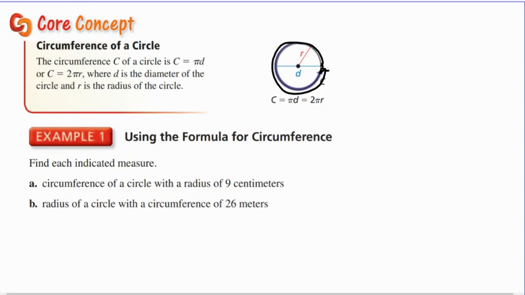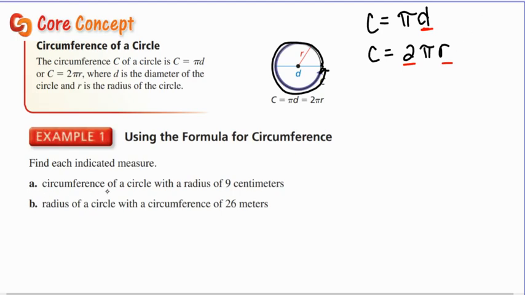So you can either say that the circumference is pi times the diameter to find out how long it is around the circle, or you can say that the circumference is 2 times pi times the radius because the diameter is the same as 2 times the radius. Okay, so let's use these formulas in a couple of examples.